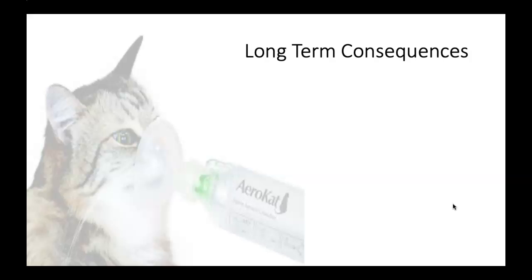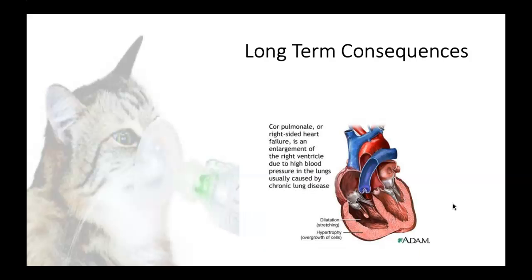So looking at non-productive coughs, like I mentioned before, they can collapse areas of the trachea or they can damage the vasculature to the heart. And in those cases, we start to get this thing called cor pulmonale, I can never say that properly, but essentially it's a right-sided heart failure. So it's an enlargement of the right ventricle due to high blood pressure in the lungs, usually caused by chronic lung disease. So sometimes we'll give medications to stop these long-term protective mechanisms so that they don't cause long-term effects or permanent effects on the body.